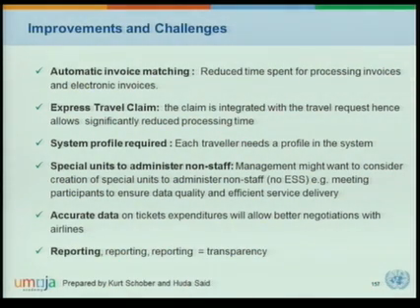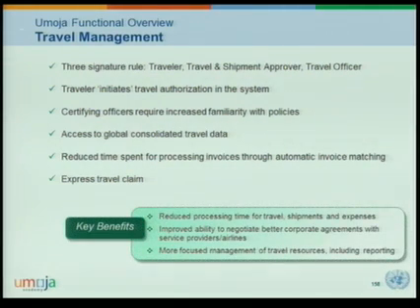So, full transparency. Just to summarize again, big changes. This 3-signature rule, including the traveler who self-certifies, is going to be in effect. The traveler initiates the travel in the system. Certifying officers, in other words the travel and shipment approver, require better knowledge of travel policies. We now have access to global consolidated travel data. We spend less time processing invoices because of the automatic matching of travel invoices and the travel request. And we have access to an express travel claim facility.